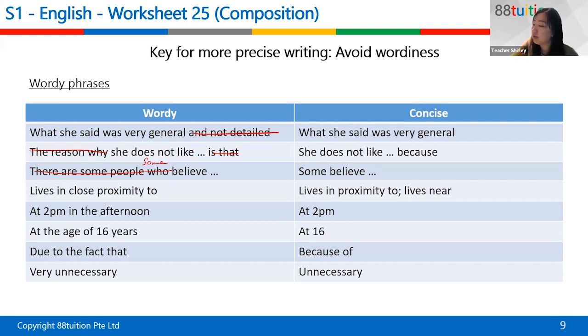okay? Lives in close proximity. Lives in proximity to or just lives near. At 2 p.m. in the afternoon, it's understood that 2 p.m. is in the afternoon, okay? At the age of 16 years old, you don't have to say that. At 16, okay? Due to the fact, you can just change to because of, very unnecessary. A lot of times we have the habit of using very, everything also very happy, very sad, very, very, very. So sometimes you can just change or just totally omit it.